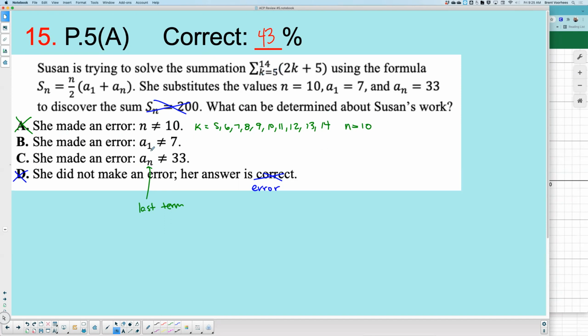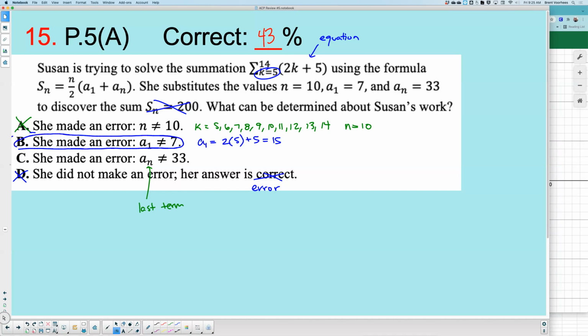All right, let's try. Maybe she messed up her a1. How do you find a1? Do I plug in a 1? No, you plug in the lower bound. So if I plug in my lower bound, this is my lower bound. I'm plugging that into the equation. This is the equation part. So when you plug in your lower bound, a1 would equal 2 times the lower bound of 5 plus 5. What's 2 times 5? 10. Add 5 more? 15. This is her error, isn't it? If a1 equals 15, it does not equal 7. That's the correct solution right there.